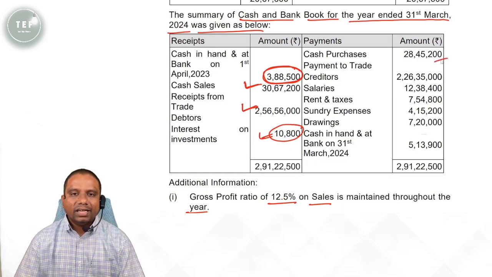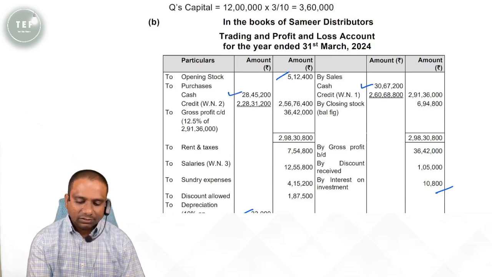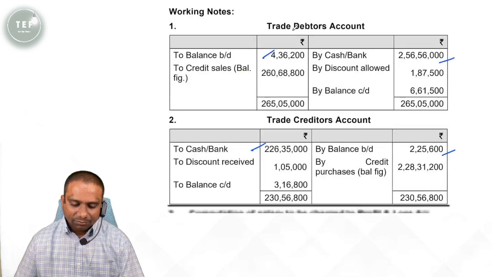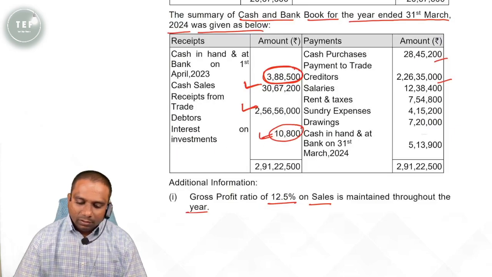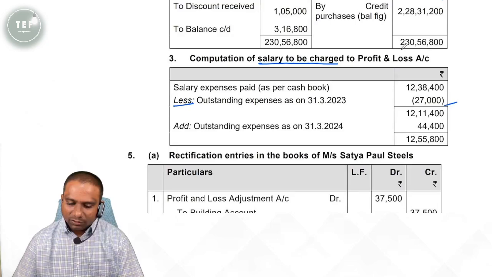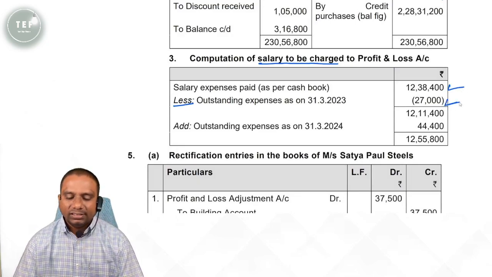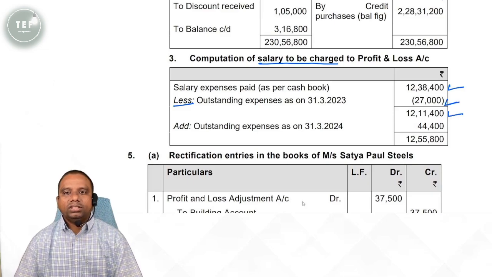Credit purchases. Sorry, cash purchases. So trading account, debit. Cash purchases. Next one. Creditors, payment to creditors account to debit side. Next one, salaries, expense. So here we have adjustment. Total salaries paid this much. Out of them, previous year salary 27,000, remaining salary 12,11,400.